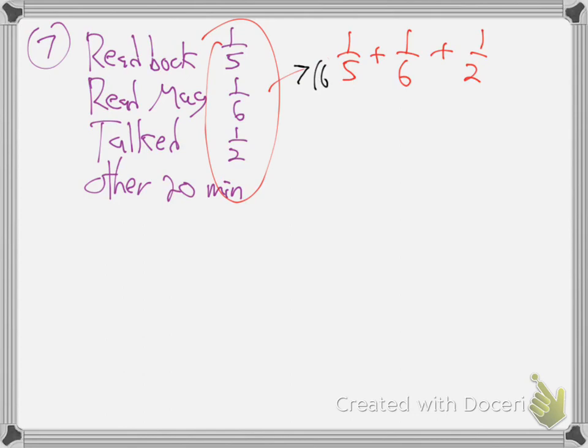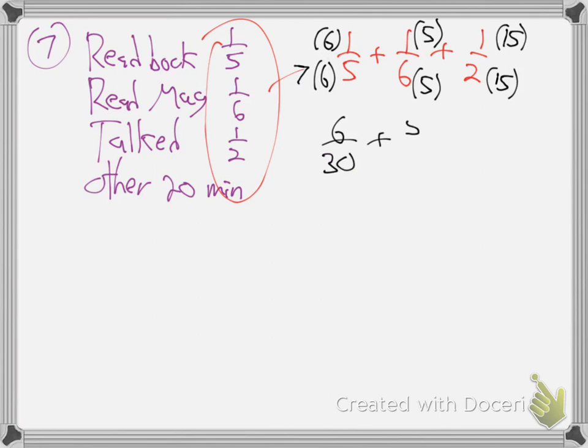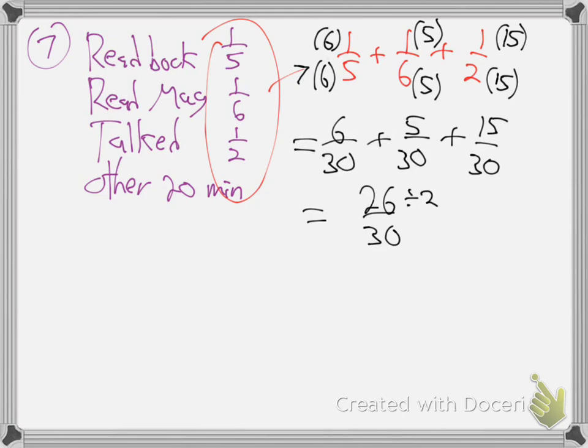So I'm going to multiply top and bottom of the first one by 6, top and bottom of the middle one by 5, and what about the last one? 15, top and bottom. We good to there? So that'll be 6 thirtieths plus 5 thirtieths plus 15 thirtieths. That's 26 thirtieths, which reduces. Divide top and bottom by 2. That'll be 13 fifteenths.